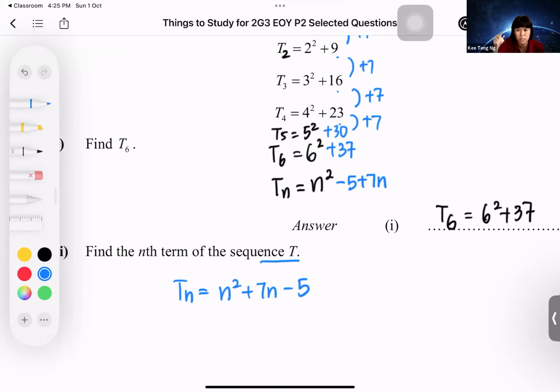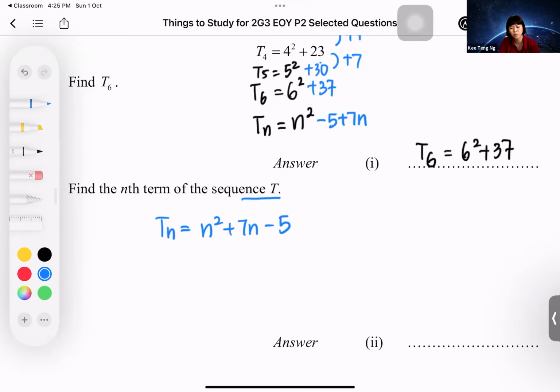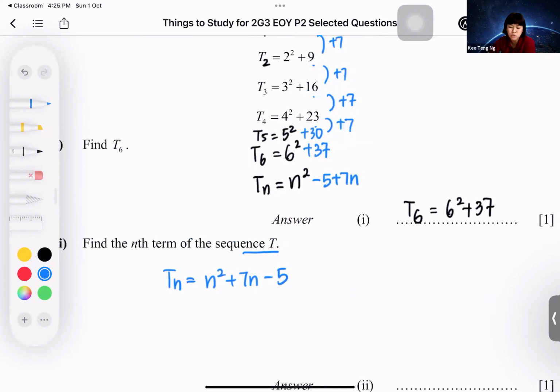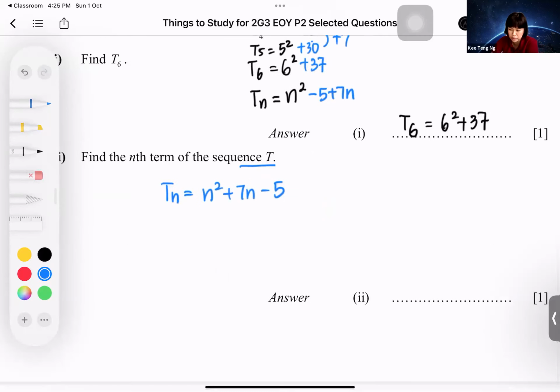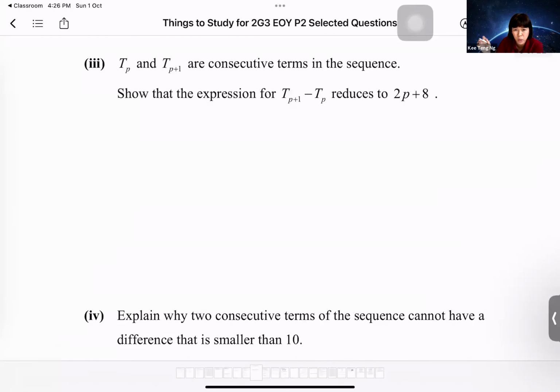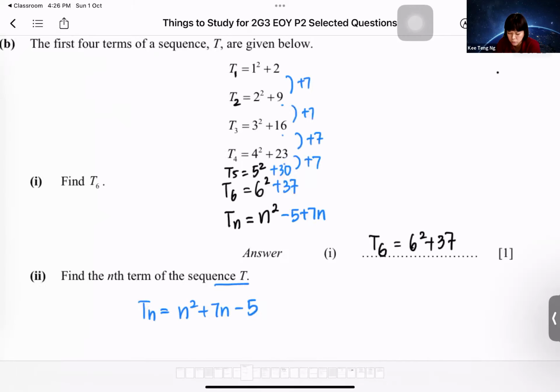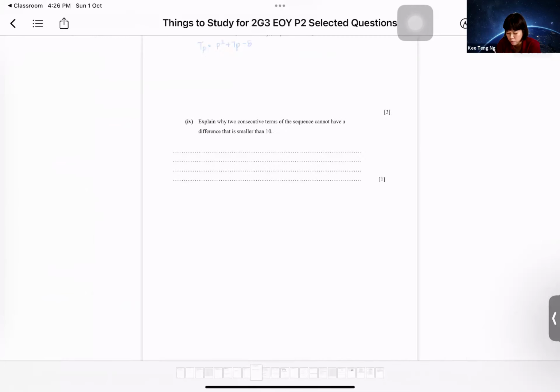For me, I'm a little bit OCD, so I rearrange it in terms of the letter n squared and a number. Is this okay? So the patterns are usually related to one another. Then next part, the question says TP and TP plus 1 are consecutive terms in the sequence. So what do you know? If it's TP, my whole formula will be n squared, which is now p squared, plus 7n, but the n now changed to p, minus 5, right? So this is what I have from my previous formula over here. I replace the letter n with letter p.